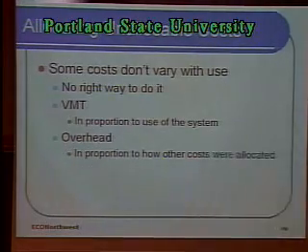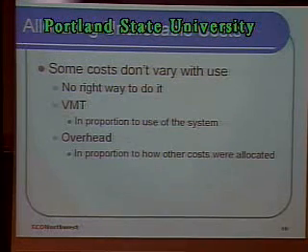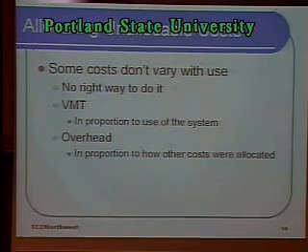There are some costs that just don't vary with use, so there's no real reasonable basis for allocating them to user classes. But they have to be allocated out nonetheless. There are two ways that's typically done. One of them is in proportion to VMT. And the other is in proportion to how the other costs were allocated, which is basically the same as ignoring them.